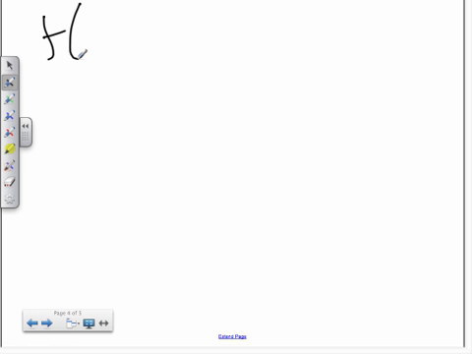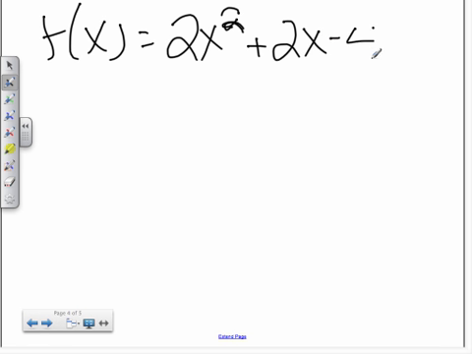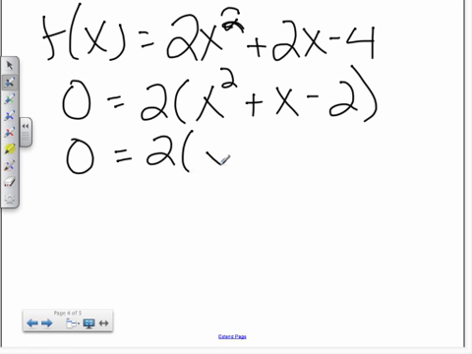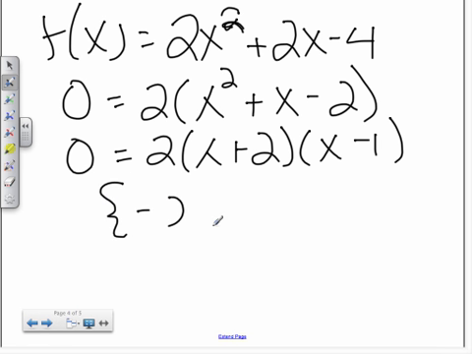So I know that f of x equals 2x squared plus 2x minus 4. Sorry. So I'm going to set it equal to 0 to solve for x. I'll factor out a 2, so I get x squared plus x minus 2. So then I end up getting 2 times (x plus 2) times (x minus 1), which means that my roots are -2 and +1.